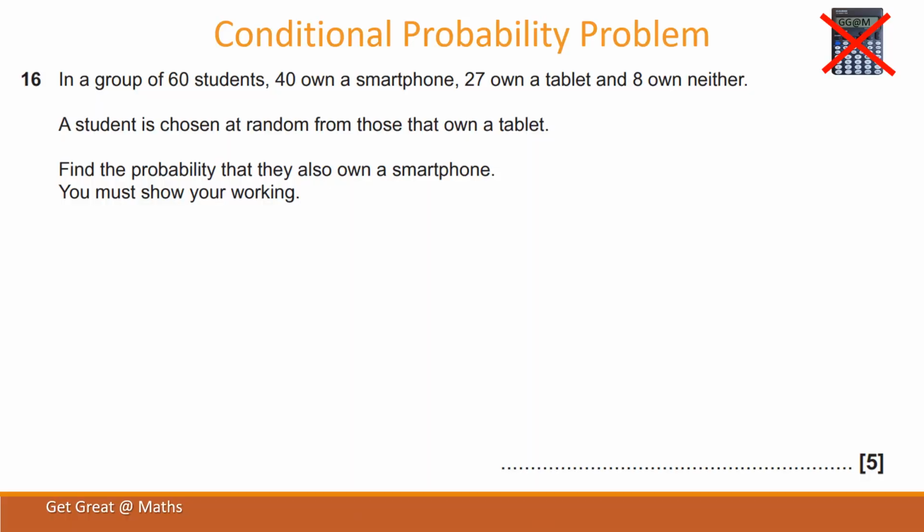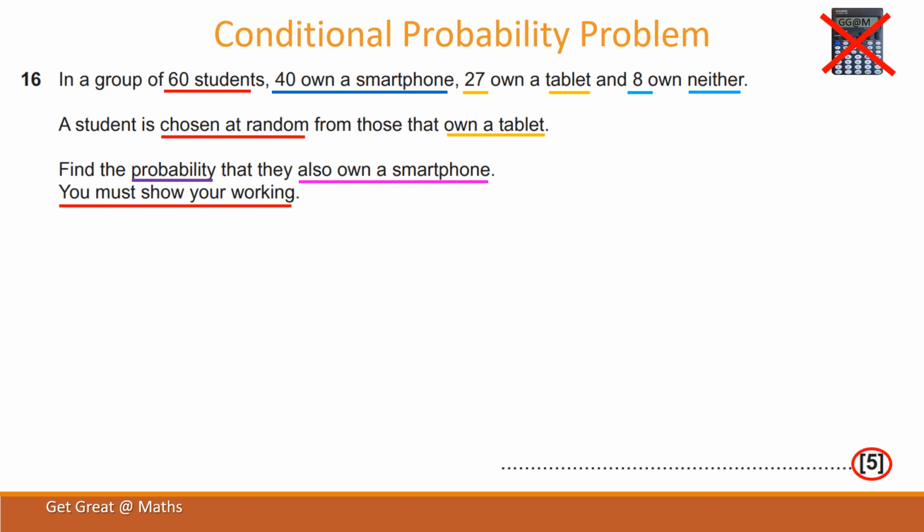This is a question on conditional probability, and to do this we're going to look at the keywords in the question. Now there are 60 students, 40 of which own a smartphone, 27 own a tablet and 8 own neither. Now a student's chosen at random from those that own a tablet. We've got to work out the probability that they also own a smartphone, and you must show your working out in this question. This question is worth 5 marks.